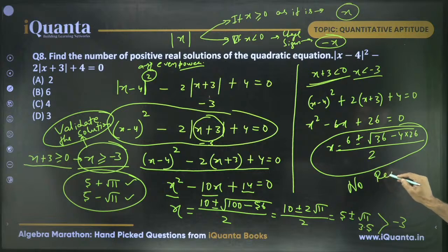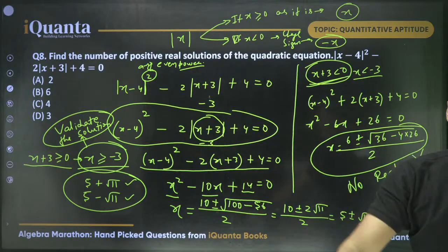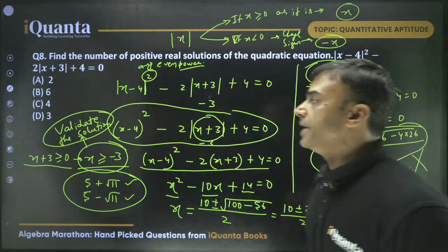No real solution. Okay, so we will not go ahead with this. Now incidentally, if a real solution had come, then we would have to check whether it is satisfying this condition or not. Okay, we will have to check, right Megha? So luckily we are saved, right. No need to memorize the root.